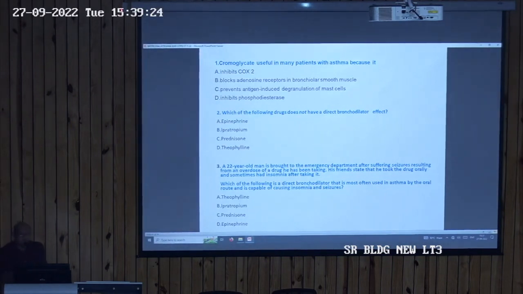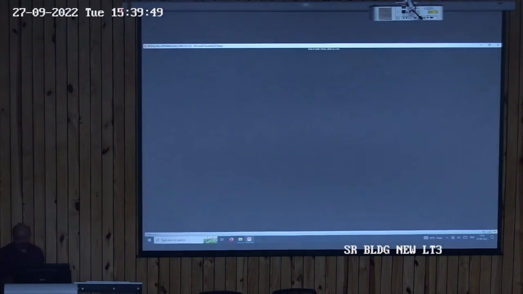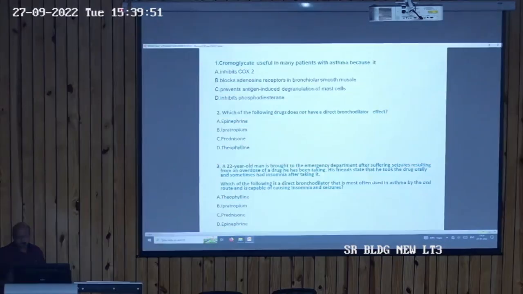a 22-year-old man is brought to the emergency department after suffering seizures resulting from an overdose of a drug that he has been taking, and his friends state that he took the drug orally and sometimes had insomnia after taking it. So which of the following is a direct bronchodilator that is most often used in asthma by the oral route and is capable of causing insomnia and seizures? Theophylline. Okay. So we hope that you will do well in your exams.